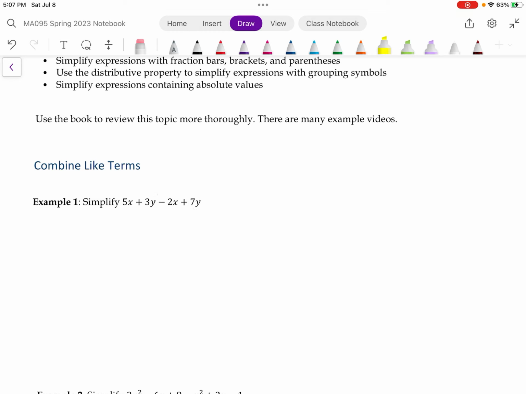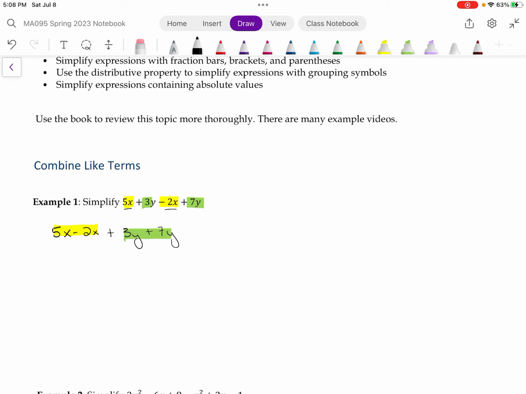So I'm going to go back to my colors because I like colors and show the like terms. Now that means, and I'm not going to do this every time, but these two right here, 5x minus 2x, those two can combine. And then the 3y and the 7y can combine as well. So these are the yellow ones, and these were the green ones.